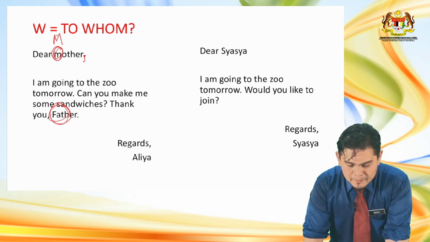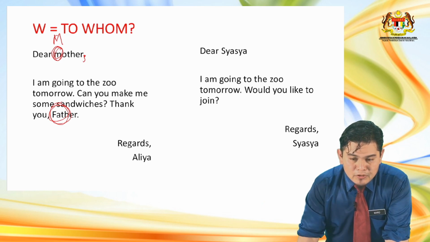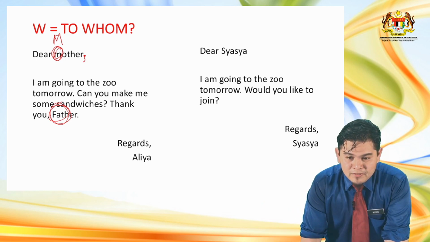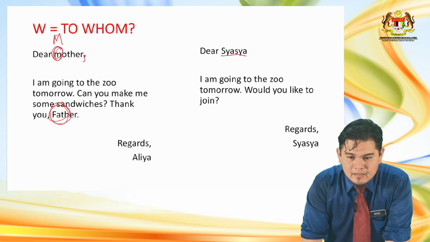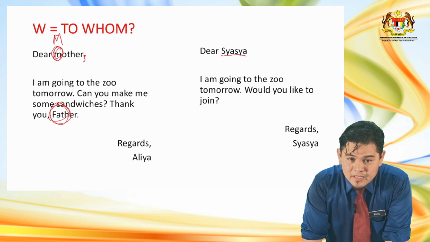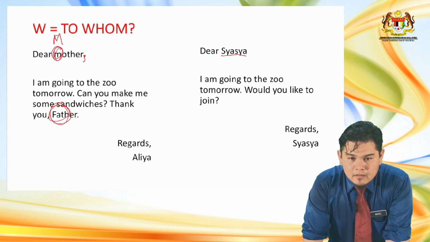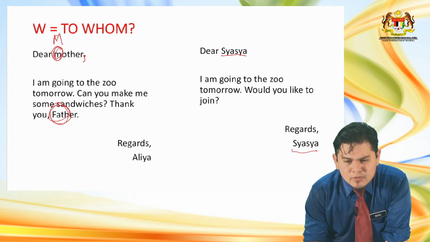Now, another example that you often do in this to whom part is that you get confused between the receiver and the one who writes this message. So as you can see in the next example given here, there's a dear Shasha, okay? So the one who is going to receive this email or letter would be Shasha, right? But have a look at the word regards. The name after regards here is also Shasha.